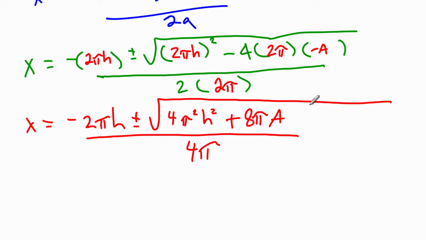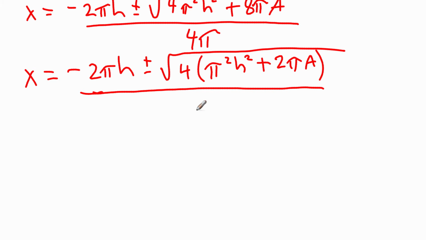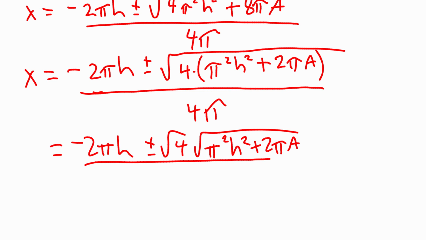Okay, now I wonder if there's some simplifying. There's some 4's up here that I could factor out. Let's do that. So I'll have minus 2 pi h plus or minus, if I factor a 4 out of both of those, I'm going to get pi squared h squared plus 2 pi a. I guess I could factor a pi out because they both have a pi, but I can't take the square root of that, so I don't know if I'll do that. All over 4 pi. Now, this and this are multiplied. So according to the rule, I could take the square root of 4 and take the square root of that other stuff separately. So it'd be pi squared h squared plus 2 pi a all over 4 pi.